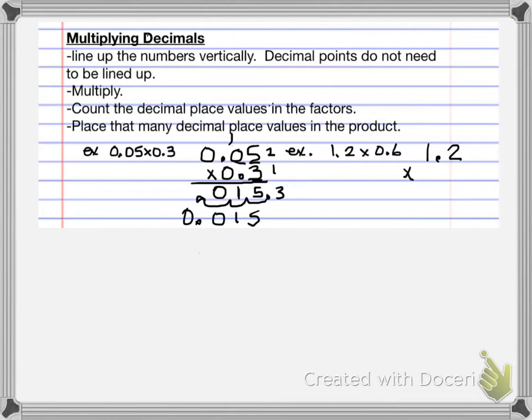All right, our next example, we have 1 2/10. We're going to multiply that with 6/10. So you'll notice this time our decimal points do line up. That's okay. So we're going to do 6 times 2, which is 12. Carry the 1. 6 times 1 is 6, plus 1 is 7. And again, we want to count the decimal place values in both of the factors. There was 1 in each. That means we need 2 in our product. So we're going to scoop it over to just before the 7. So our product is 72 hundredths.